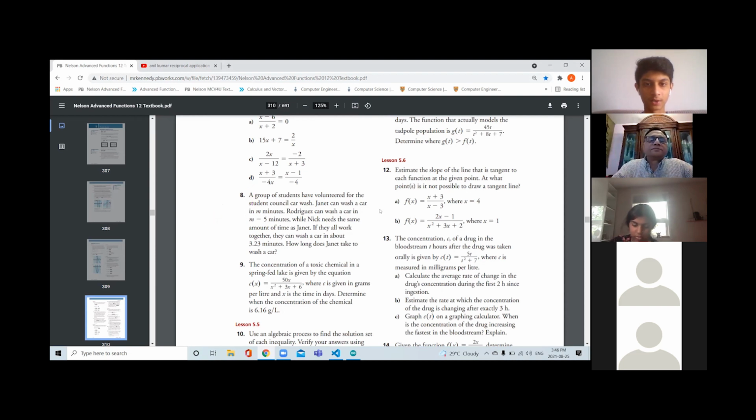A group of students have volunteered for the student council car wash. Janet can wash a car in M minutes. Rodriguez can wash a car in M minus 5 minutes. While Nick needs the same amount of time as Janet. If they all work together, they can wash a car in about 3.23 minutes. How long does Janet take to wash a car?